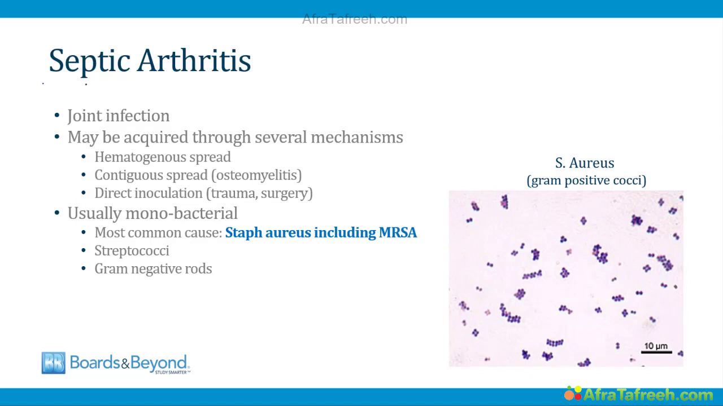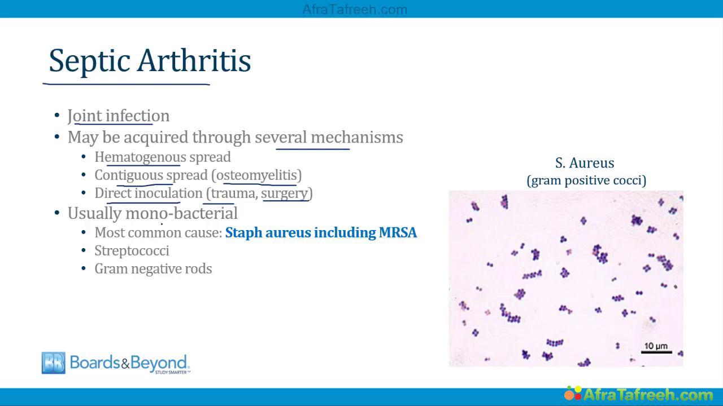Let's start by talking about septic arthritis, which is an infection of a joint. And a joint can be infected through one of several mechanisms. Sometimes bacteria can enter a joint through hematogenous spread through the bloodstream. There can also be contiguous spread from another source of infection. So a patient with osteomyelitis can have the infection spread to the joint. And then sometimes joints can be directly inoculated with bacteria, for example, after trauma or surgery.